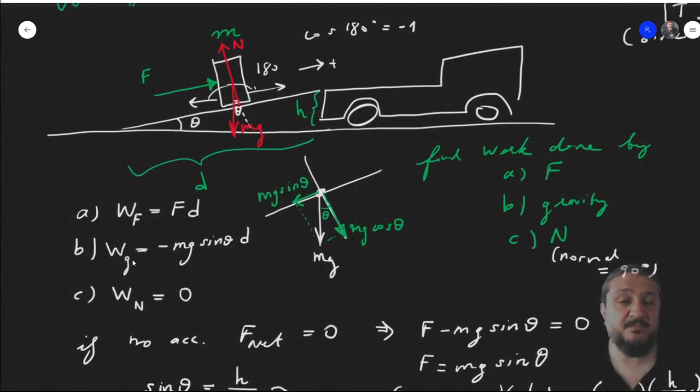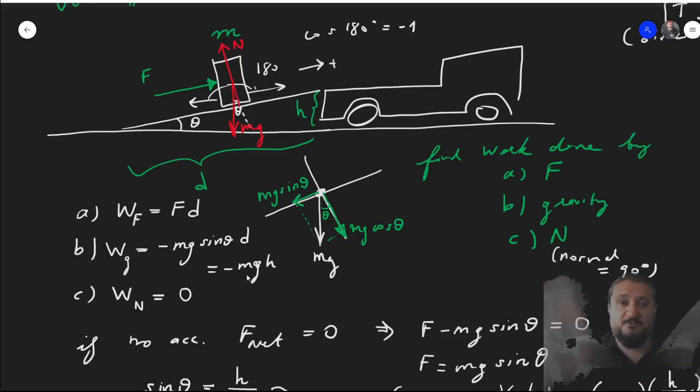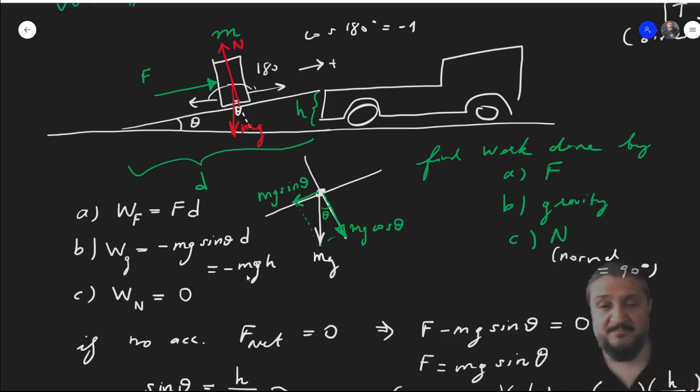So I said sine theta also appears in part B. That was the work done by gravity. If you plug sine theta here, which is h over d, you get negative mgh. So whether you lift it directly or you push it along an inclined plane, doesn't matter for gravity. Gravity always does the same amount of work, which is equal to negative mgh. Remember, you are doing positive mgh. And the same number, only negative, is the work done by gravity.